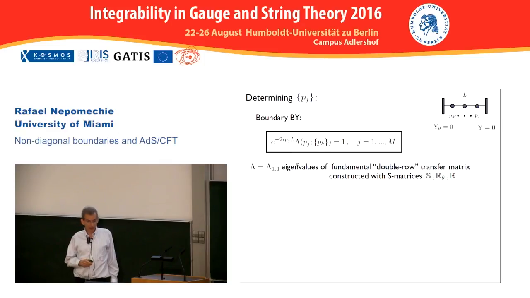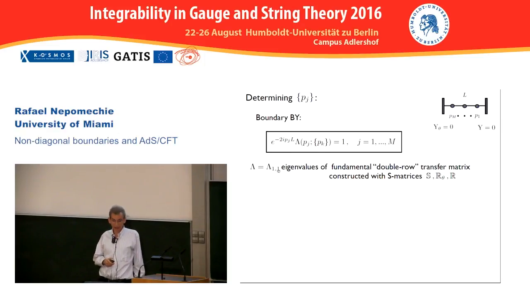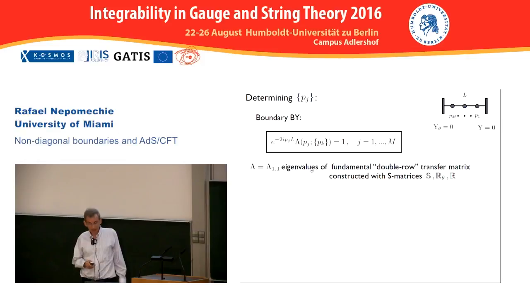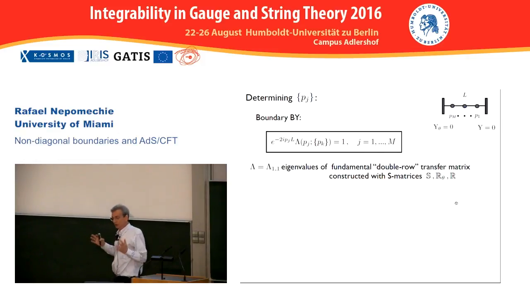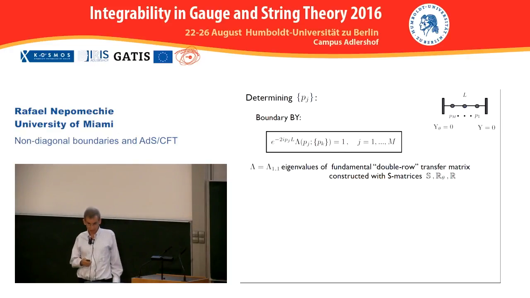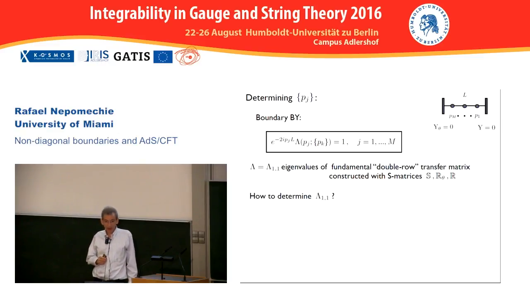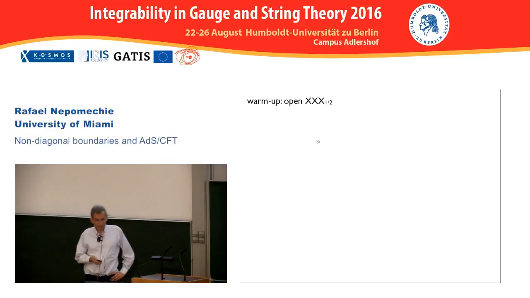So lambda here, in the case of the string, will be lambda 1, 1, eigenvalues of the fundamental double row transfer matrix. And that's constructed with all the scattering elements here, the bulk S matrix and then the boundary S matrices that I already described. So again, we're faced with this technical question: how do we determine the eigenvalues of this object, lambda 1, 1, which sits here in this beta-Yang equation?